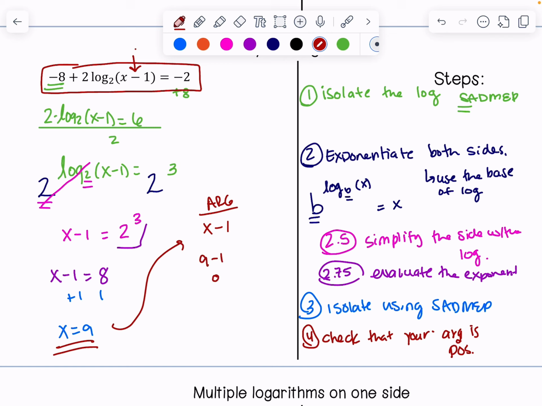I'm going to plug this in. 9 minus 1, well, that's going to give me 8. That is a positive number. Now give me a little smiley face. That means it does work. This is my final solution. So whenever you have a logarithm in your original equation, you do always have to go back and check that the solution you got will keep your argument positive. If it doesn't, we just cross it out and it's no longer a solution.